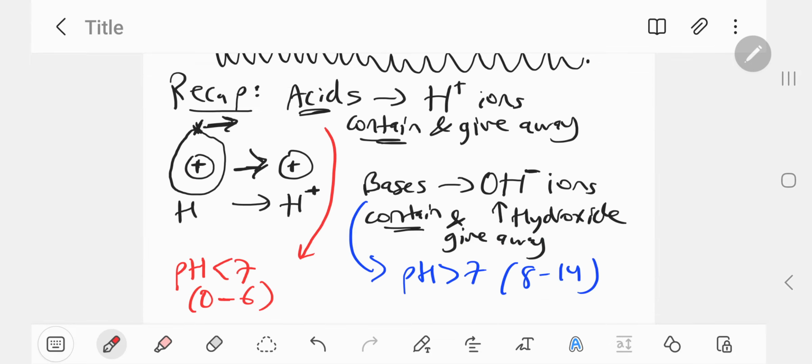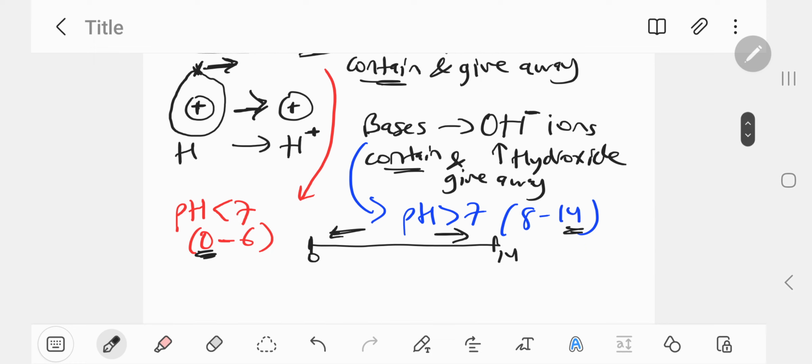So the minimum, the least amount of pH you can have is 0, and the most amount of pH you can have is 14. And on either end, either extremity, it gets more dangerous in terms of handling. Not good for the skin, etc.